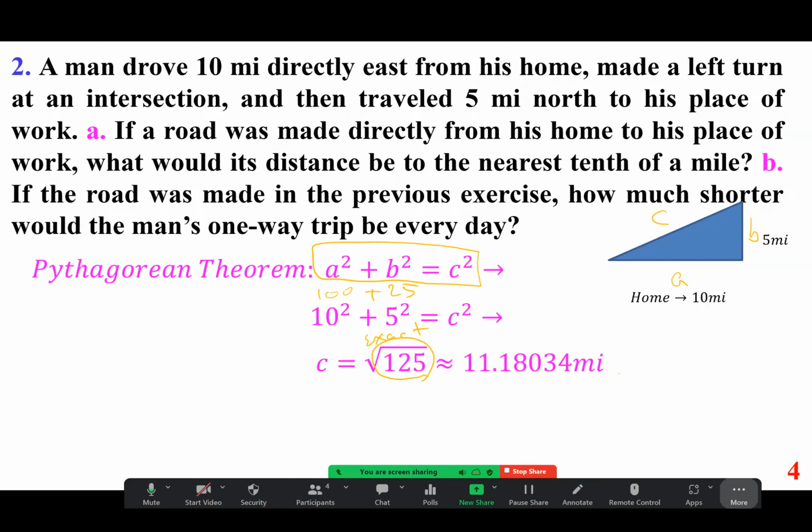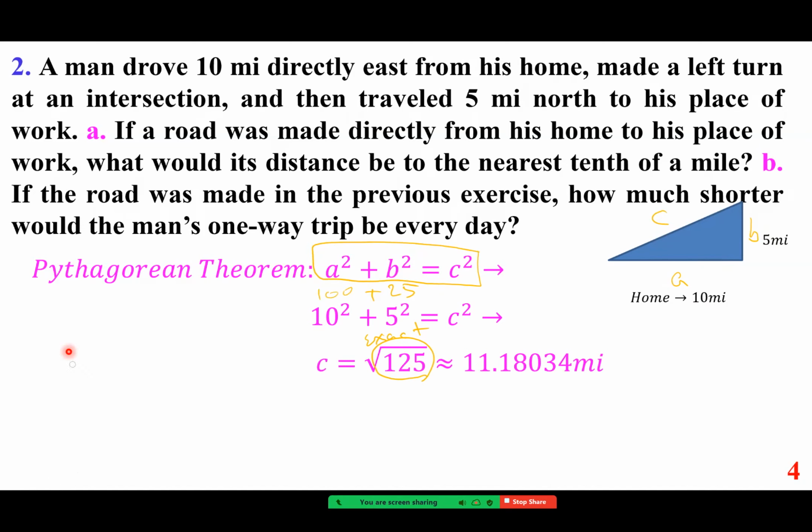As far as part B is concerned, if the road was made in the previous exercise, how much shorter would the man's one-way trip be? So this would be the straight line. So A plus B, subtract from it, this number would be the amount of distance that it will be shorter. So 10 plus 5 minus the square root of 125. I hope everybody understands the question and the answer.